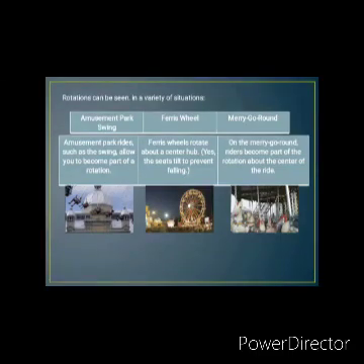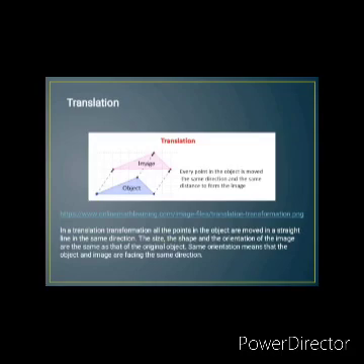Next is translation. In a translation transformation, all the points in the object are moved in a straight line in the same direction. The size, the shape, and the orientation of the image are the same as that of the original object. Same orientation means that the object and image are facing the same direction. Every point of the object is moved the same direction and the same distance to form the image.